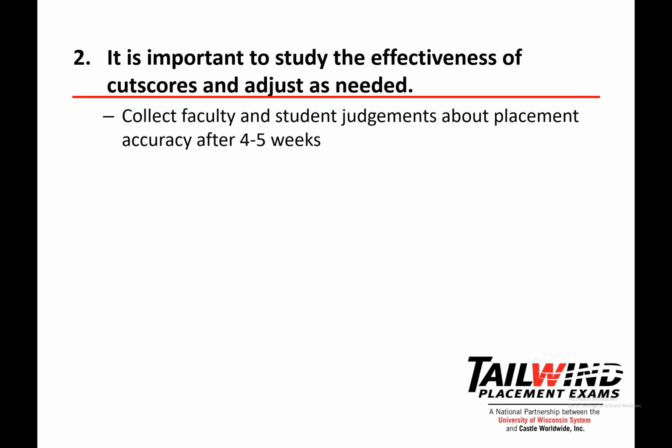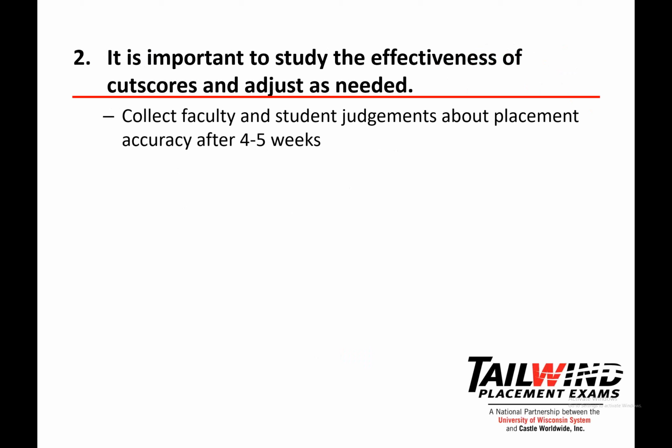So I think the best way for you to do this is talk to your students, talk to your faculty. We generally recommend talking to them after about 4 or 5 weeks and getting them to comment on the level of preparedness of their students. So you'll want to know, do there seem to be a lot of students who are underprepared and maybe should have started a level lower? Are there students who seem overprepared and who you suspect might be able to succeed in the next higher course?